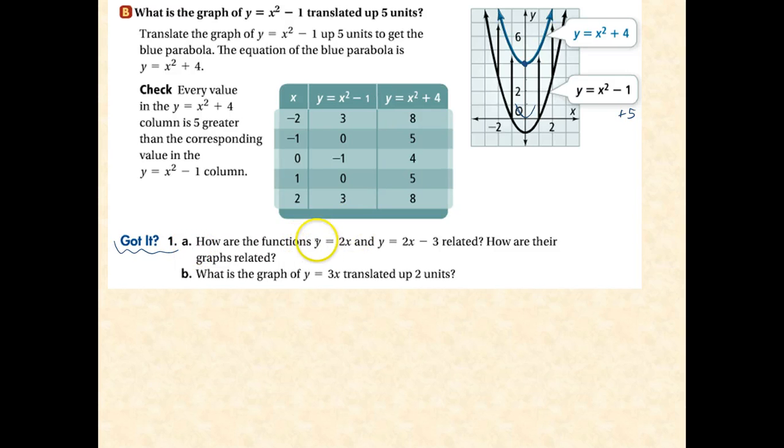Okay, so how are the functions y equals 2x and y equals 2x minus 3 related? You could say that for each input, the output of y equals 2x minus 3 is going to be 3 less than the output for this one. And how are their graphs related? Well, y equals 2x is going to be a line that goes through the origin with a slope of 2. And y equals 2x minus 3 is going to have the same slope of 2, but it's going to be 3 units lower. It's going to be translated down 3 units.